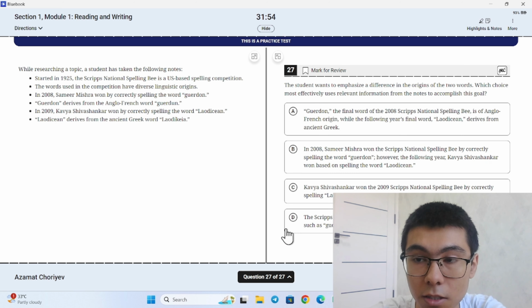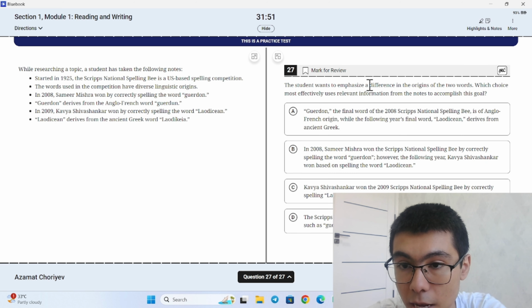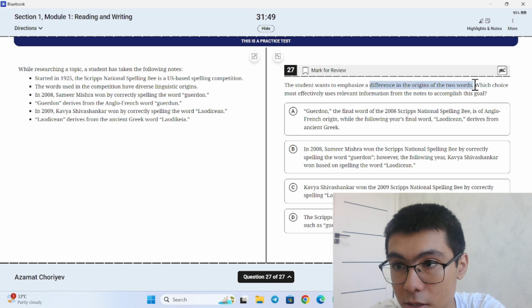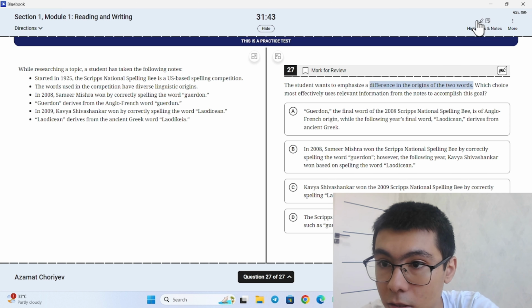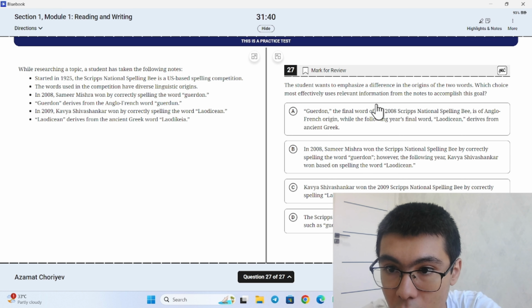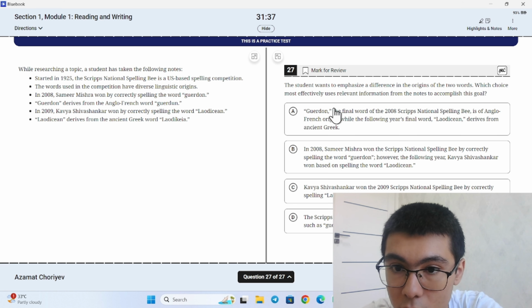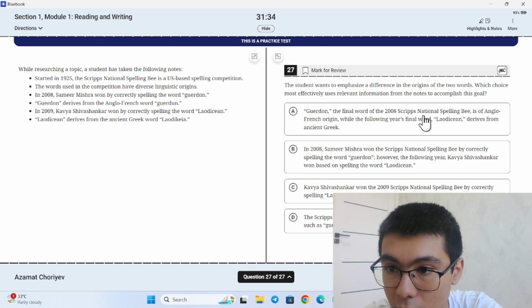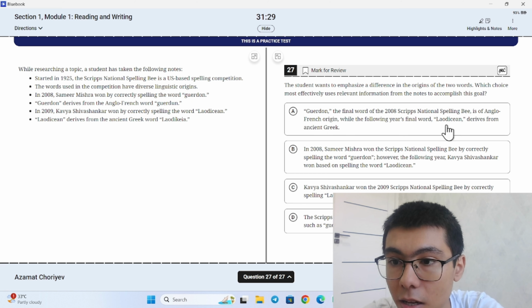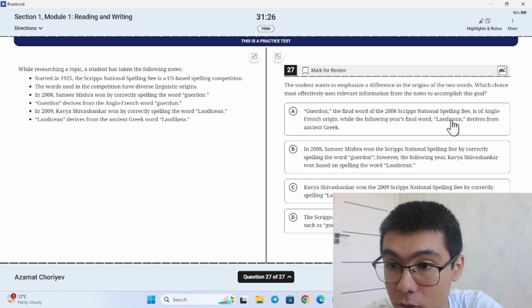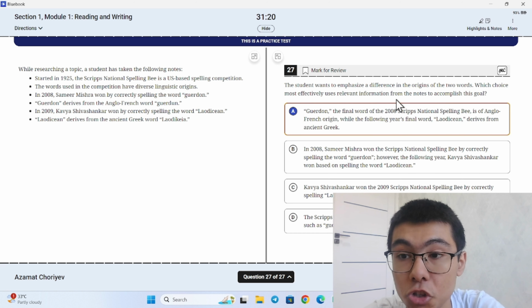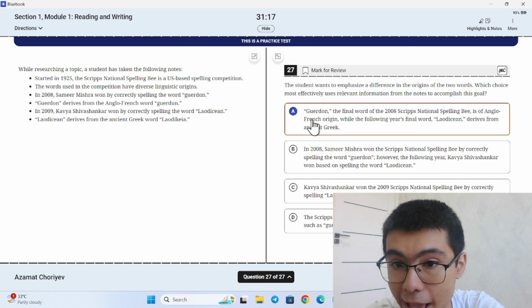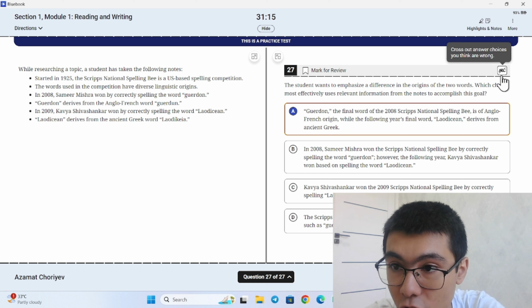Question number 27 wants to emphasize a difference in the origins of two words. That's important for me. So choice A: the final word is of Anglo-French origin, while the following year's final word derives from ancient Greek. I'm not going to bother reading those words. They're comparing the origins of those two words, Anglo-French and ancient Greek.